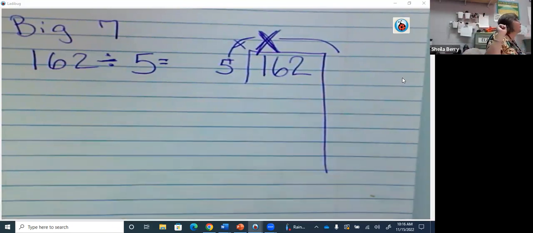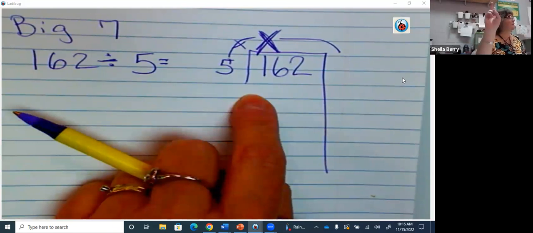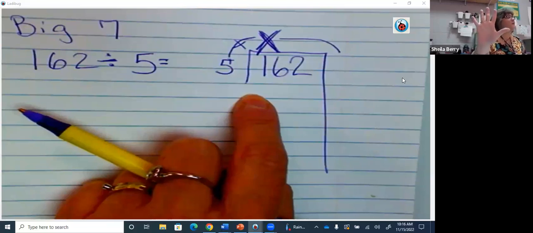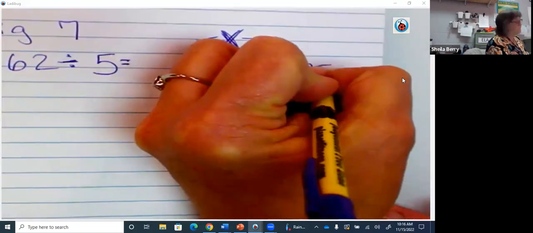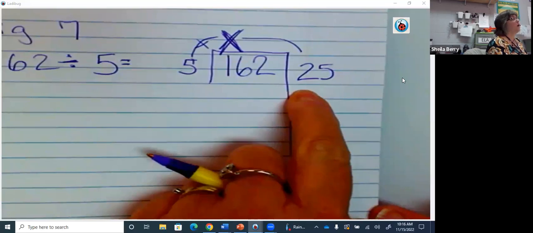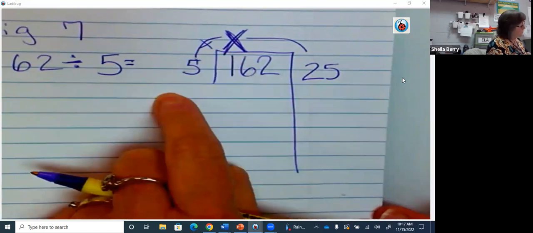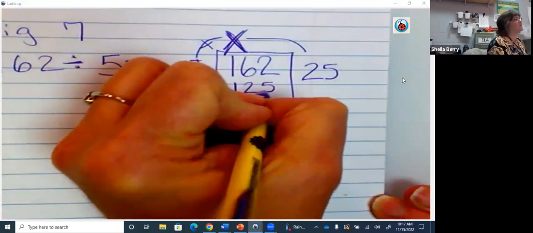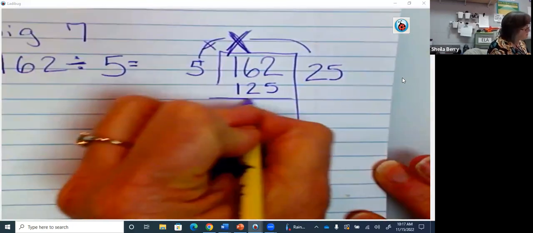Can we do 25? Okay, well, let's count it and see. 25, 50, 75, 100, 125. So will 25 work? Yeah. So I'm going to put 25 out here. I know that 25 will work. We just counted it. What is 25 times 5? So I'm going to put 125. We're going to put our answer inside the box. And then we have to subtract.